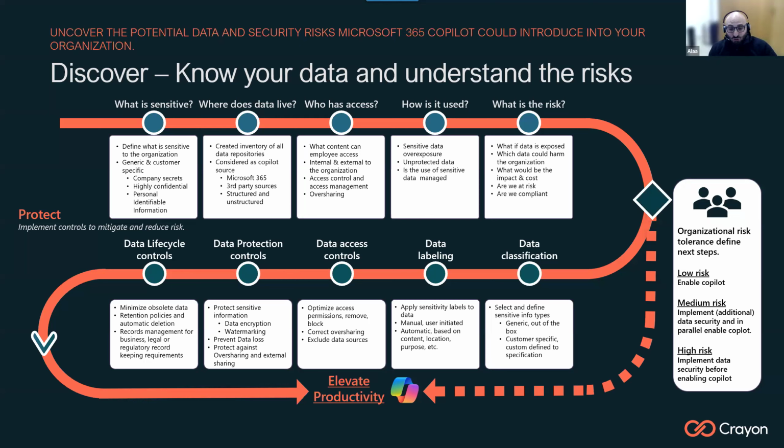Data lifecycle control. Manage data from creation to deletion securely. Implement retention policy and automatic deletion to minimize the risk of data loss. Ensure record management meets businesses' legal and regulatory requirements. All these steps will help you to protect the data when using AI.